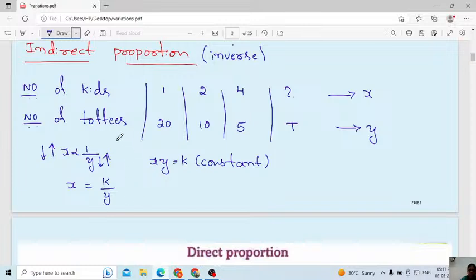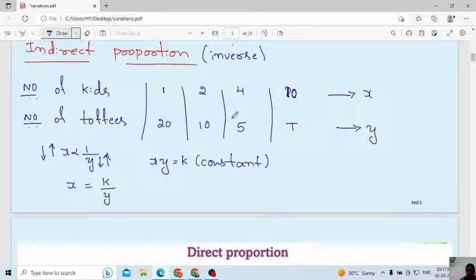Then what is the formula we will use? Otherwise, what is the relation in the case of an inverse proportion or indirect proportion? xy will be constant. Then using this, I can find the value of t. Here, sorry, the number of kids is 10, then the number of toffees we have to calculate.